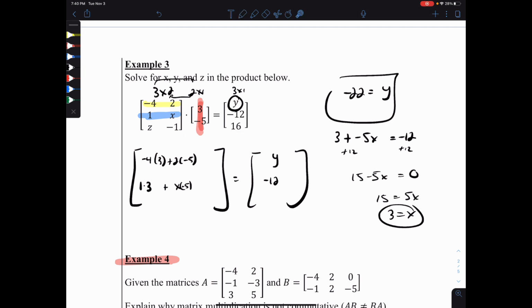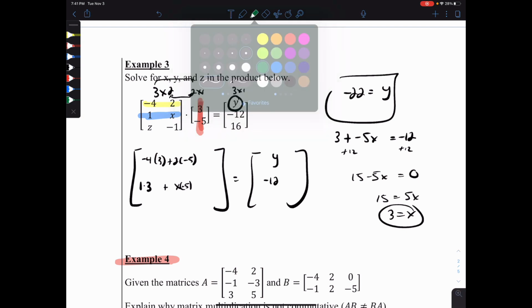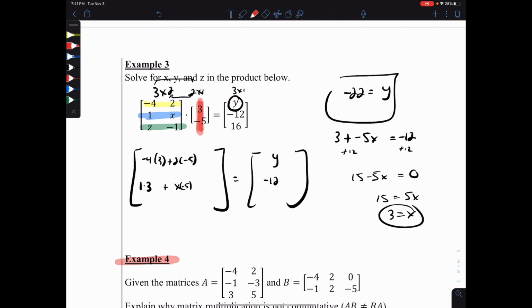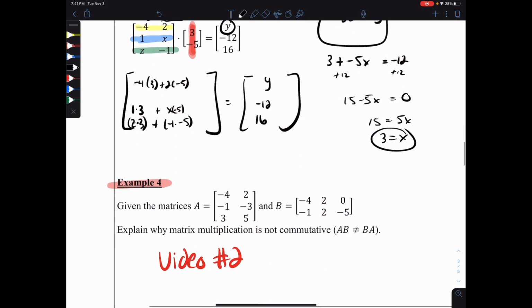And then the last one here, if I wanted to use this piece of information, which is in the third row and the first column, I would take the third row and multiply it by the first column. So whatever z was, we'd multiply that by 3, and then we would add -1 times -5, and that should give us the answer of 16. So we can convert that to a little equation. 3z plus 5 is equal to 16. So z looks like it was 11/3.